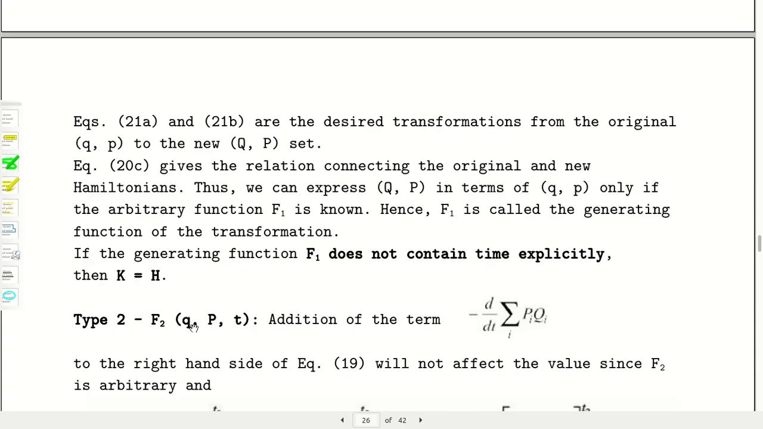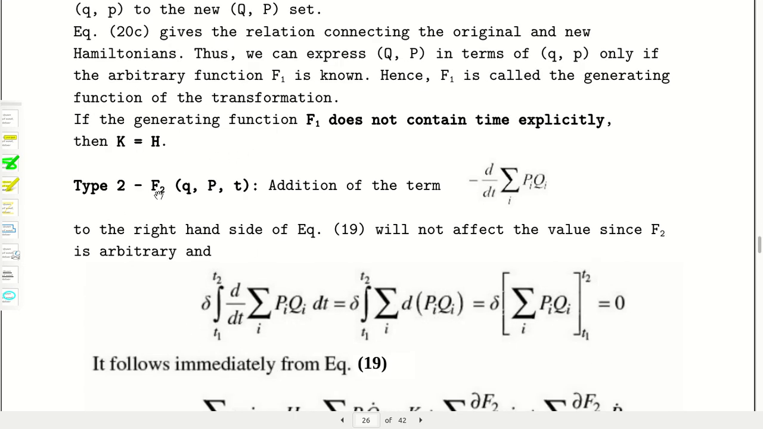So this can be checked, and yes, consider the next function F2, that is a generating function of the second kind, which is a function of small q and capital P. In the previous case the generating function was a function of small q and capital Q, and now capital P replaces the capital Q. Then we are going to add this term, minus d/dt of the sum over Pi Qi, to equation 19.